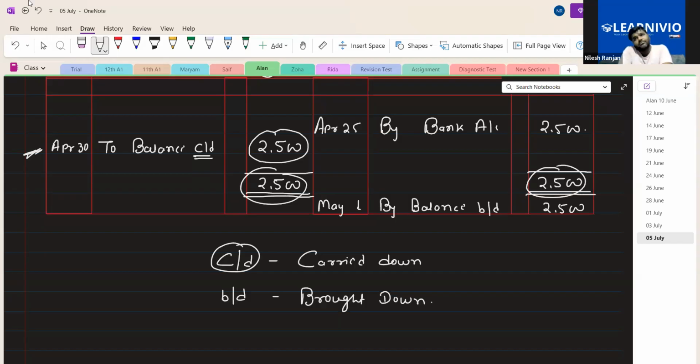Tell me your question. I have given the answer. Sir, my doubt was how do we know which line we should write balance carried down on, and how many lines we should leave before writing balance brought down? Can you write balance carried down at the last line? How do we know which line we should write? Okay, what do you think? Which line should it be? You have a total of one, two, three, four lines.